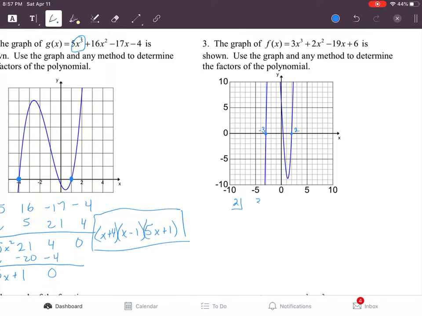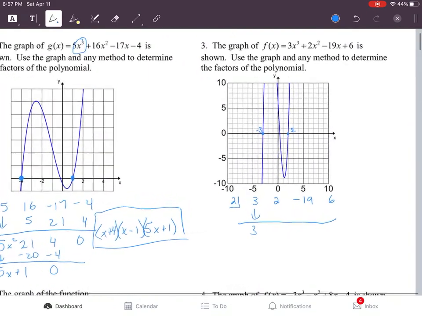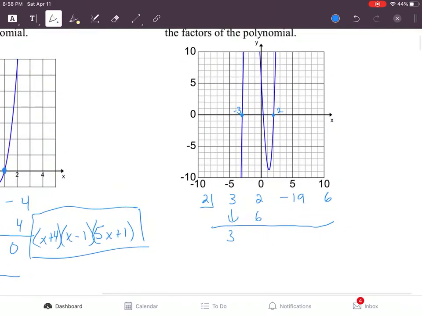Then we're going to take the coefficients of the polynomial. We have 3, 2, -19, and 6. We do synthetic division. We drop the first number, which gives us 3. We multiply 2 times 3, get 6. Add 2 and 6, we get 8. Multiply 2 and 8, we get 16. Add -19 plus 16 is -3. And 2 times -3 is -6, which gives us 0. Again, it's too big, so we want to keep going.